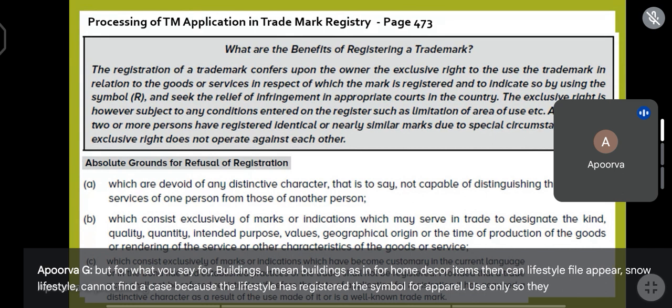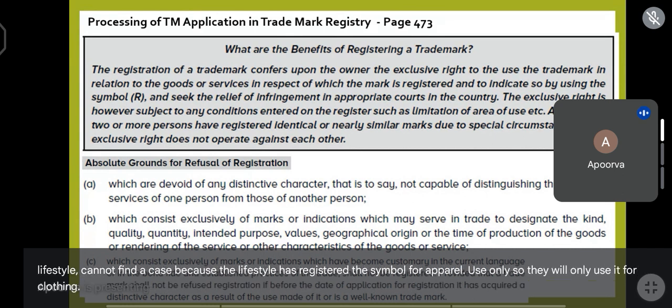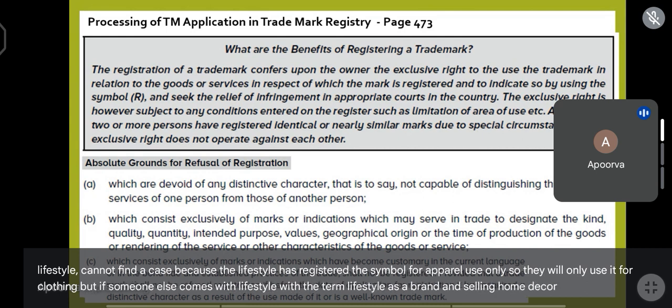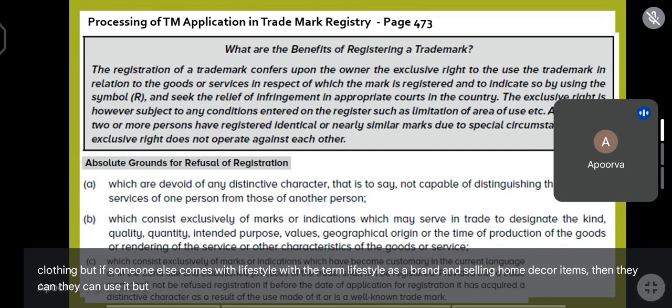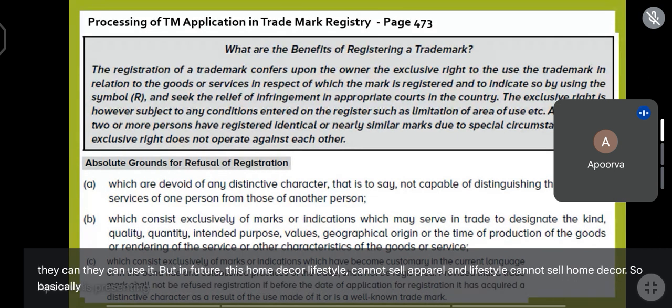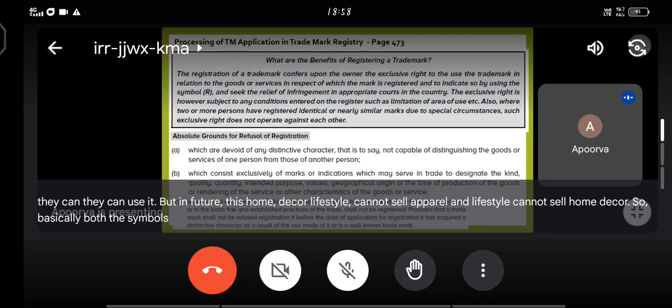So they will only use it for clothing. But if someone else comes with the term Lifestyle as a brand, selling home decor items, then they can use it. But in future, this home decor Lifestyle cannot sell apparel, and the apparel Lifestyle cannot sell home decor. So basically, both symbols should be used for their particular limited use only.